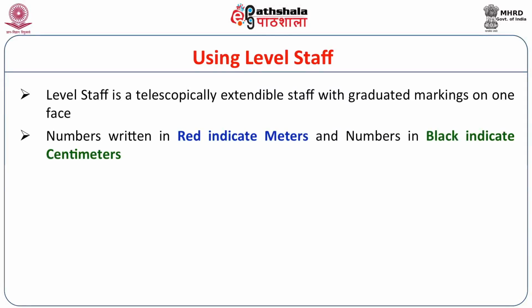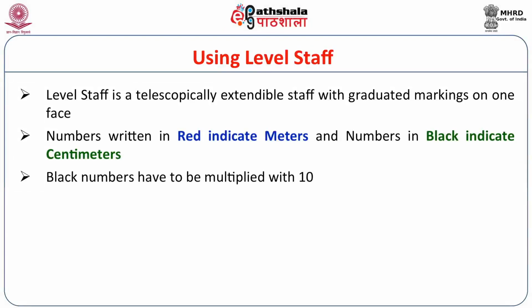Usually on the survey pole the measurements are marked in such a manner that the red numbers indicate the meters and the black numbers indicate the centimeters. Usually if you see a number in red, that means that is indicating the meters, and then if you see a number in black, that is indicating the centimeters. But the centimeter numbers which are indicated in black have to be multiplied by 10.